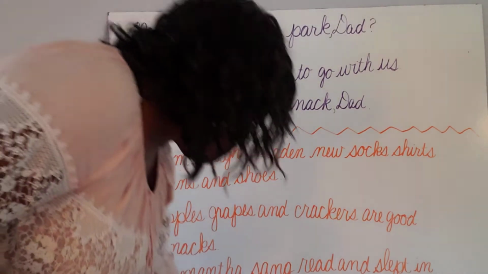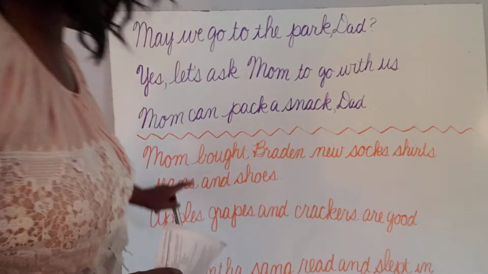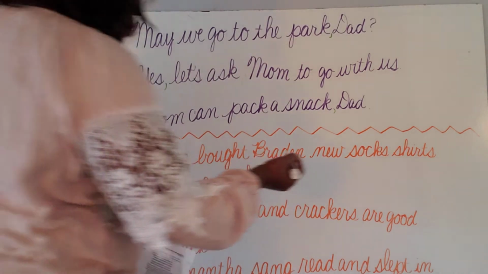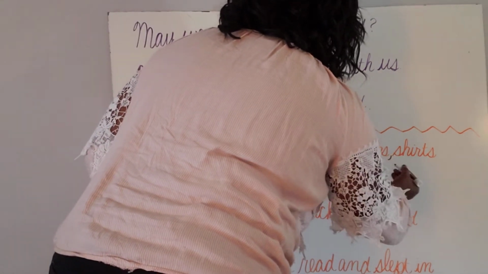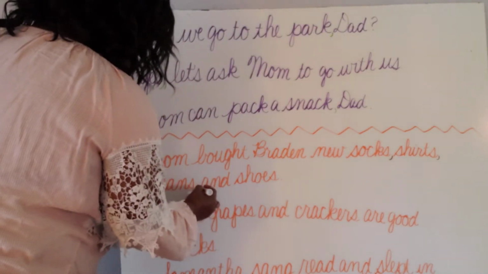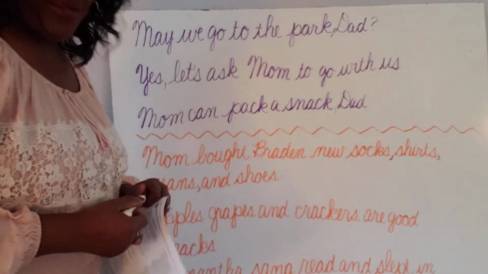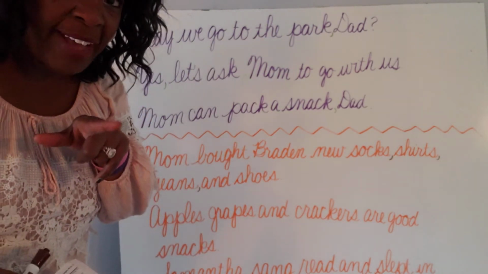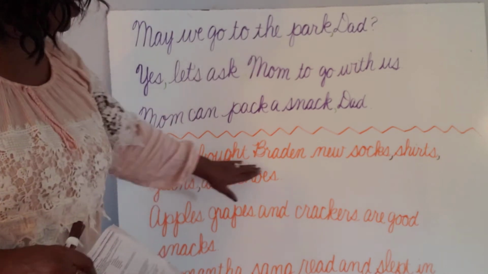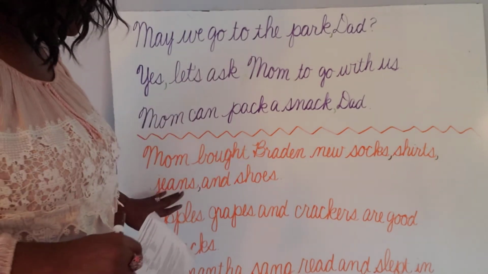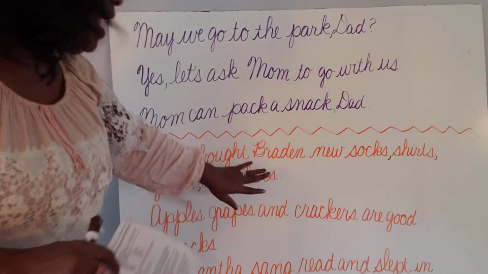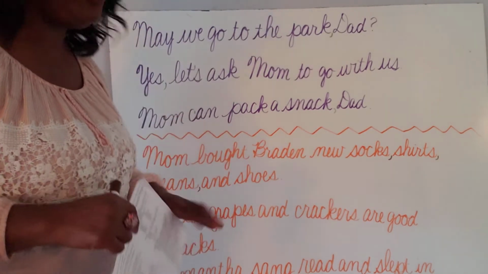So what we're going to do is we're going to look at Mom bought Brayden new socks. Then what else? Shirts. Then what else? Jeans and shoes. So now when we read the sentence, we pause where we see our commas. Mom bought Brayden new socks, shirts, jeans, and shoes. Makes much more sense now, right? Because we put commas in between.